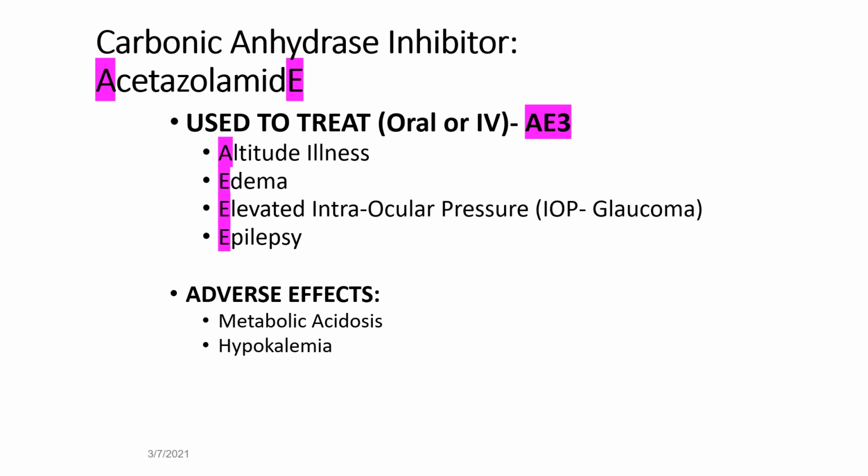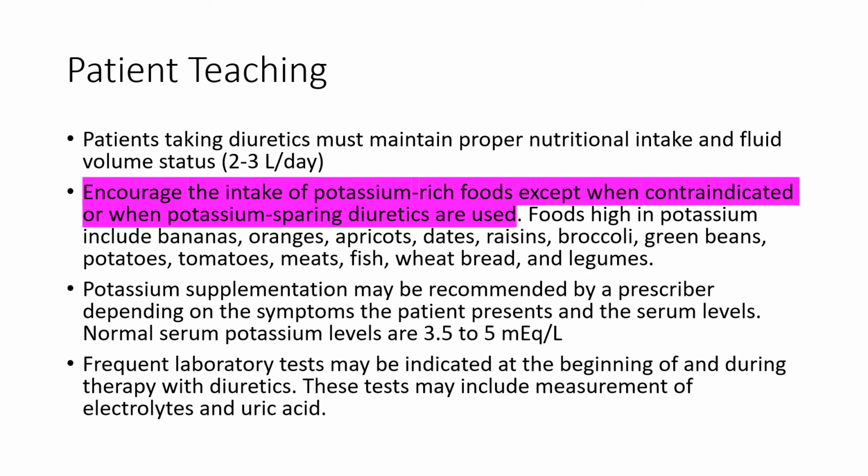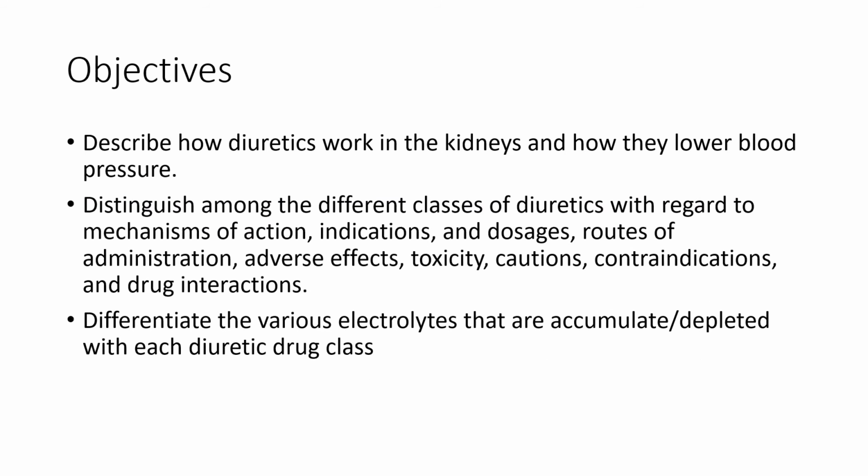Then we go on to carbonic anhydrase inhibitors. The drug over here is acetazolamide. It is used to treat AE3. A and E, mnemonic over here. All right. What is it used to treat? It is used to treat altitude illness, edema, elevated intraocular pressure, epilepsy. Adverse effects are metabolic acidosis and hypokalemia. All right. Okay, so usually for diuretics, we encourage the patient to take potassium-rich foods, except for potassium-sparing diuretics. And that's about it.